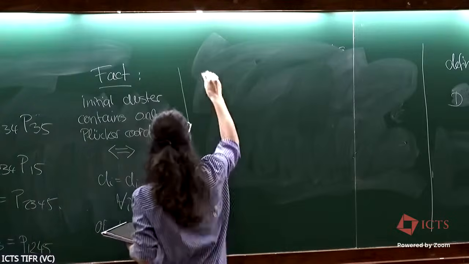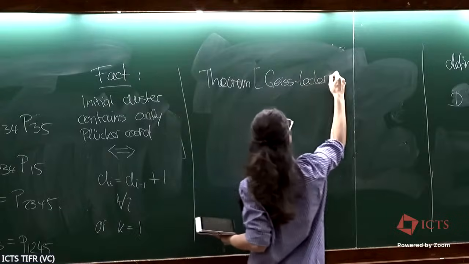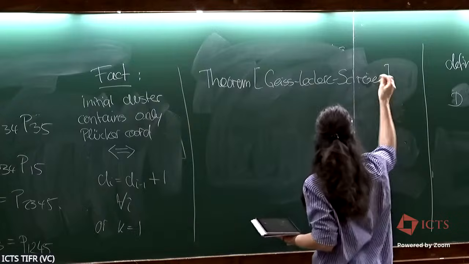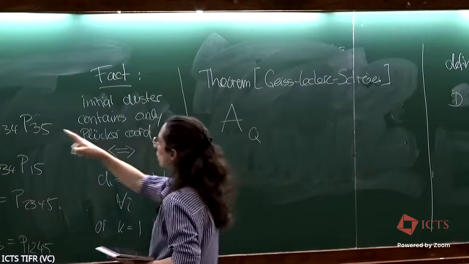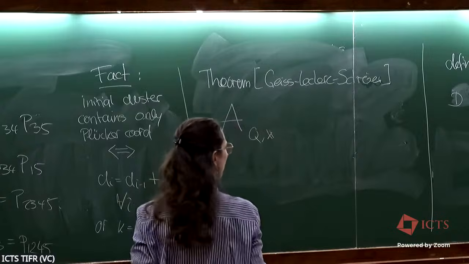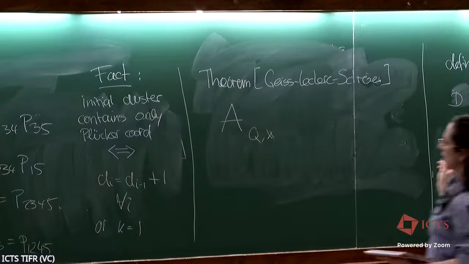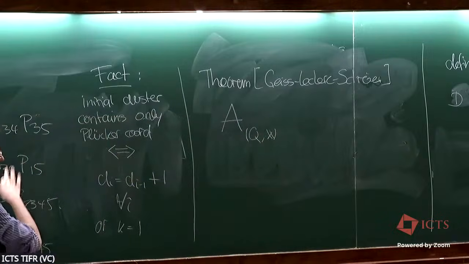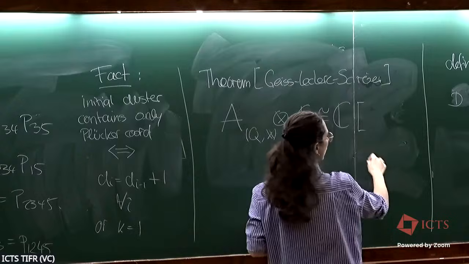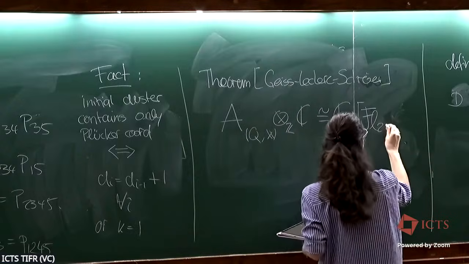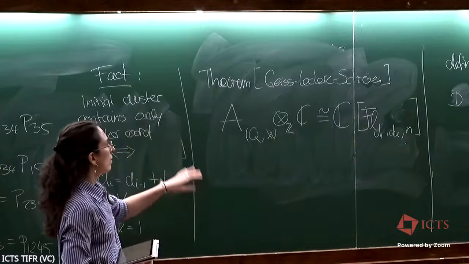Okay, so the theorem of Geiss, Leclerc and Schröer is then that there's an isomorphism between the cluster algebra associated to our quiver with this set of cluster variables, tensored with the complex numbers, and the Plücker algebra for my flag variety, or the homogeneous coordinate ring for the flag variety with respect to its Plücker embedding. And Geiss, Leclerc and Schröer showed this statement.